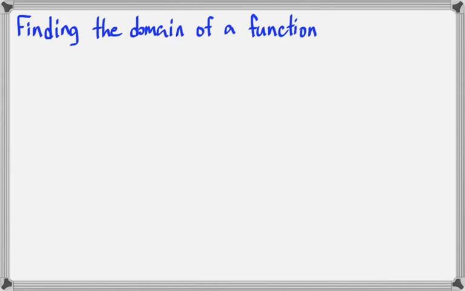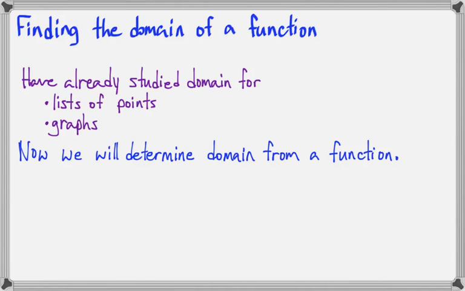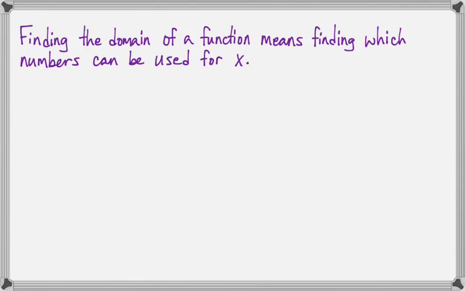In this lesson, we're going to talk about how to find the domain of a function. We've already studied how to find the domain for a list of points or for a graph of a function, but now we're going to look at how to find the domain of the function itself. There are three types of functions we're going to look at: polynomials, rational functions, which have a variable in the denominator, and radical functions, which have a variable under the radical.